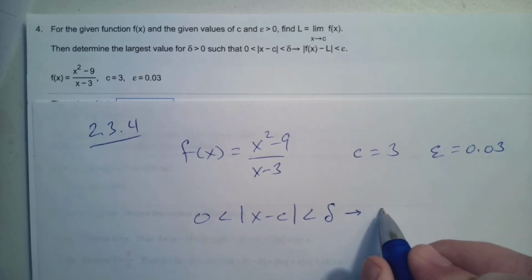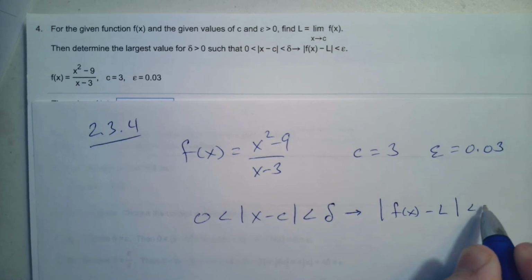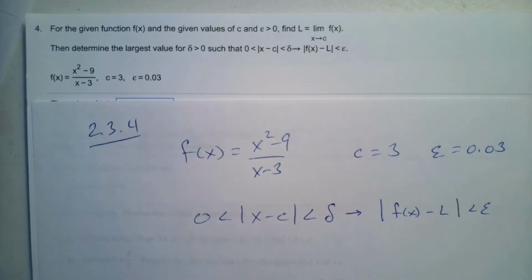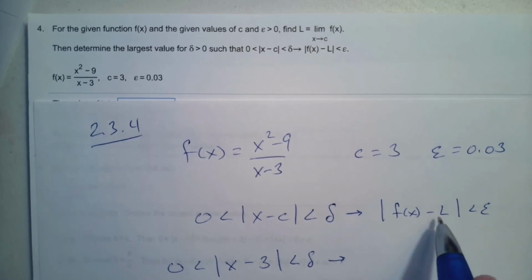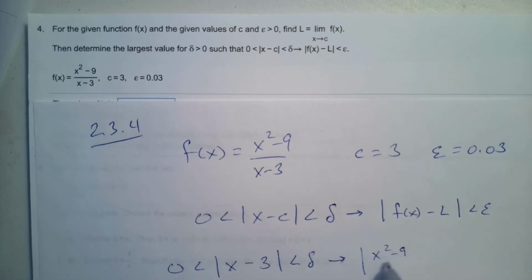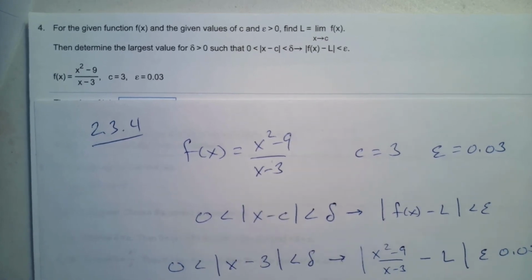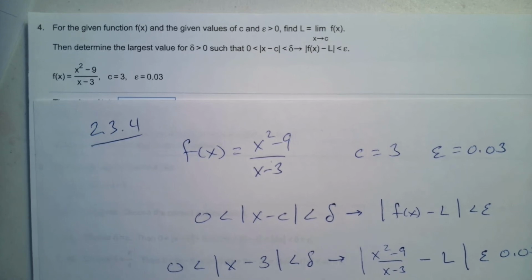This is called the epsilon delta proof. Let's plug in what we know. c is 3. Then f of x is x squared minus 9 over x minus 3. The limit, we don't know that yet, but we'll figure that out. Looking at this function here, we know that the top is a difference of two squares, x plus 3 times x minus 3, over x minus 3.